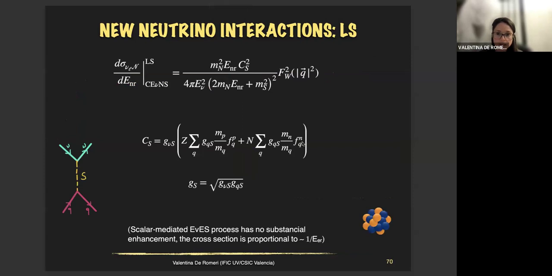Similarly, we also considered the case of a light scalar mediator. The difference is that we can also compute the cross-section here, but this cross-section now has no interference with the standard model, so it sums to the standard model one. And also in this case, the neutrino-nucleus process has no great enhancement in the case of the light mediator. So the inclusion of these events does not affect the final result.